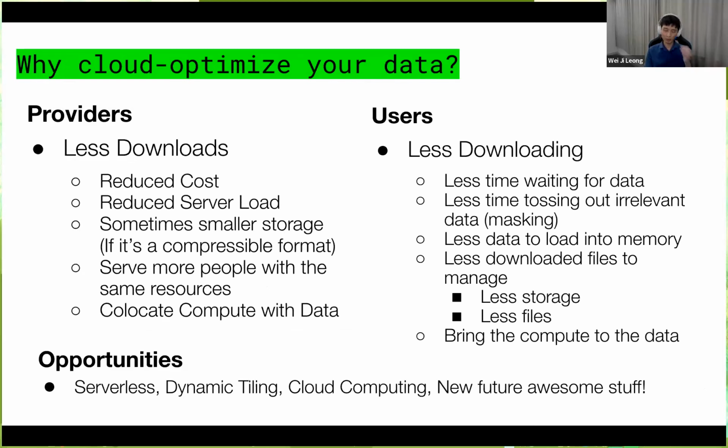So that was about what cloud optimized formats are. Well, why do you want to cloud optimize your data? There are two sides to this: the data provider side and the user side. But the key takeaway is that it means less downloads. Less downloads for the provider means reduced server costs, so it's less strain on compute servers. And for the users, we can spend less time downloading data, or if we only need parts of the data, we don't need to download the full data. We can just download the subsets that we want. And there's also this concept of data proximate computing nowadays.